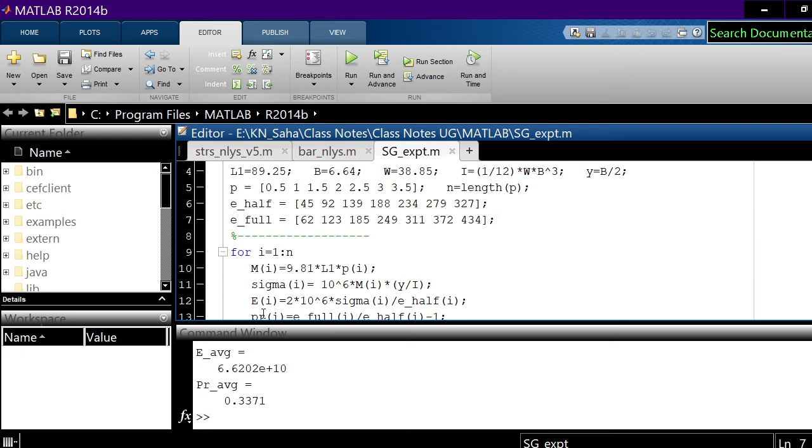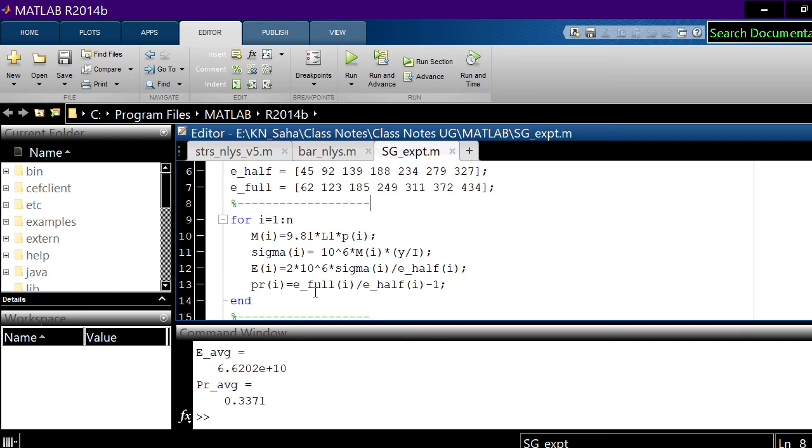Now E is sigma by epsilon. This is the E value, the modulus of elasticity. Yes, sir. So this epsilon value comes from observation, right? So to determine the modulus of elasticity, we have used the half bridge reading. Yes. Okay. So from here we are getting the modulus of elasticity.